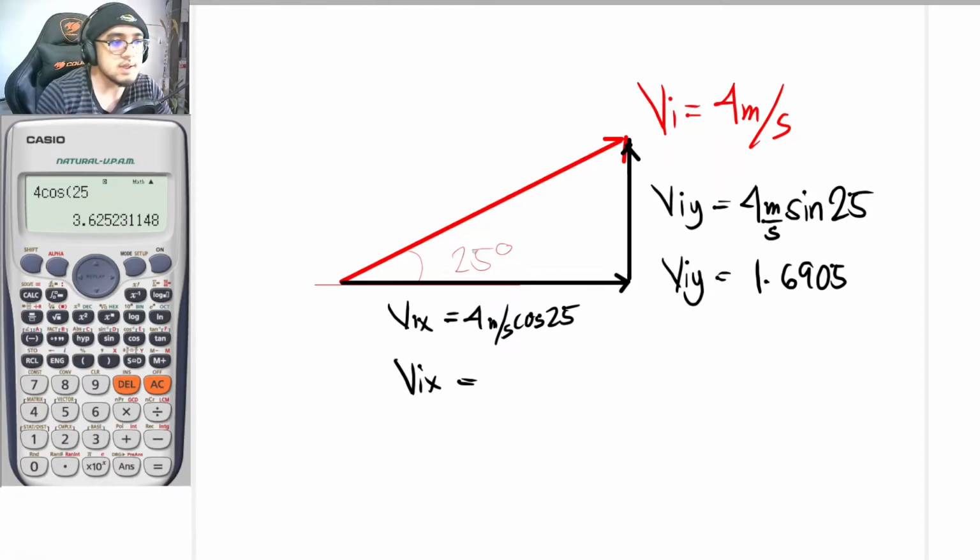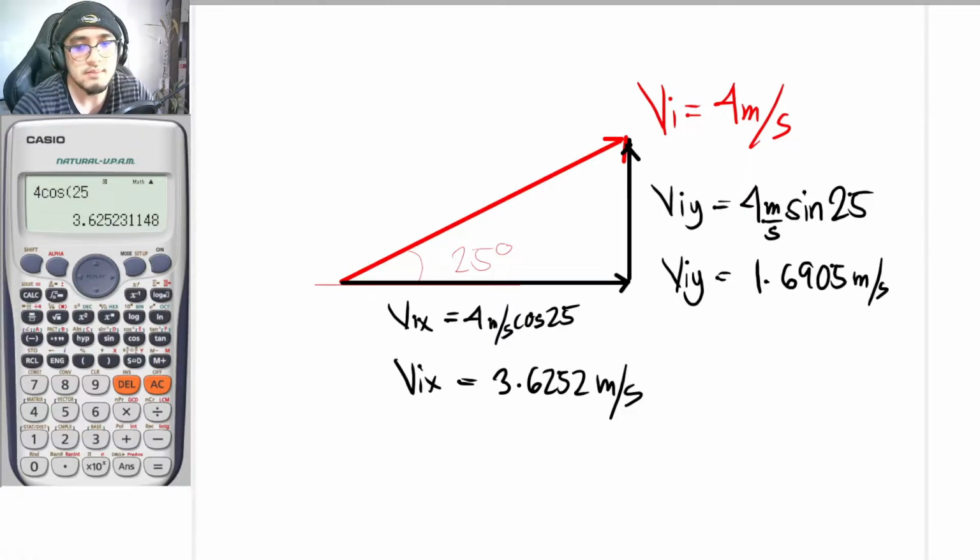Okay, and as for our Vix, this is basically equal to 4 cosine 25. So our answer here is now 3.6252 meters per second. And I will once again be storing this, so shift store to X. If I click alpha X, this is already stored.